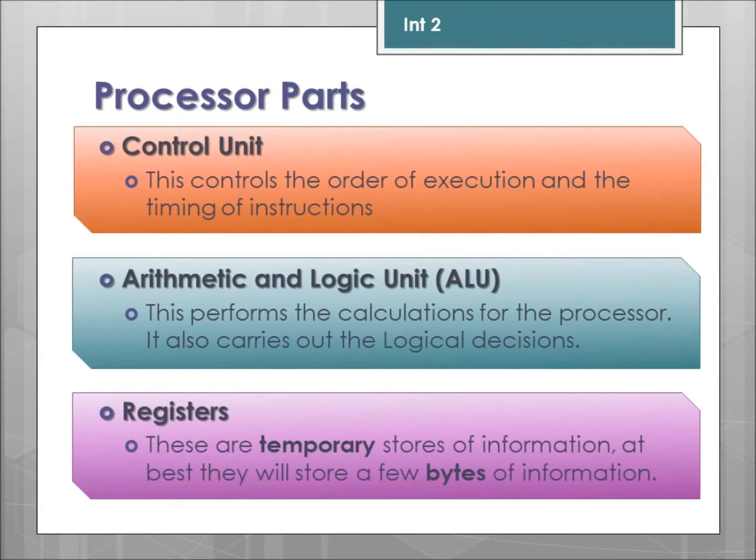The control unit. At Int 2 level, what you need to know is that this controls the order of the execution of the instructions and the timing of the instructions. It ensures that things are done in the correct order and at the right time. The arithmetic and logic unit, or ALU, this performs calculations for the processor, and it also carries out the logical decisions.